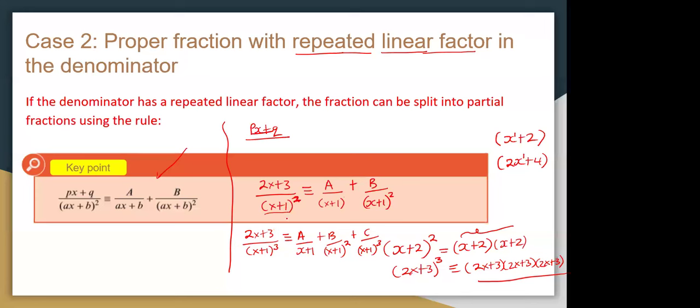The moment you find out it is a repeated factor, even if they are 4, even if they are 5, in case they are 4, it means that you separate it 4 times. In case they are 5, you separate it 5 times.